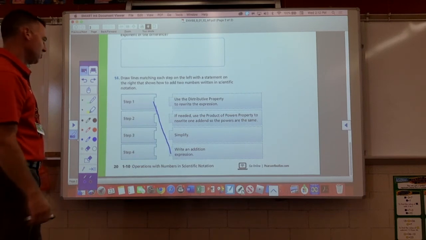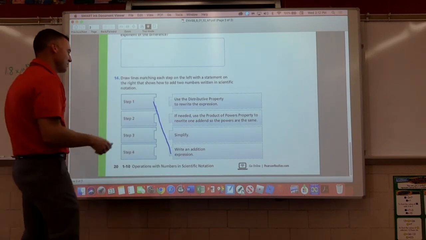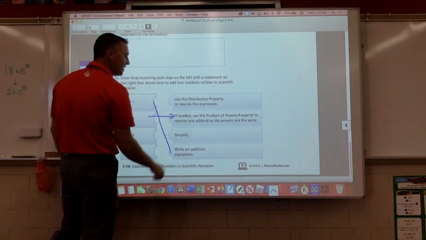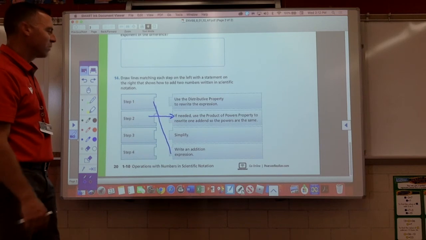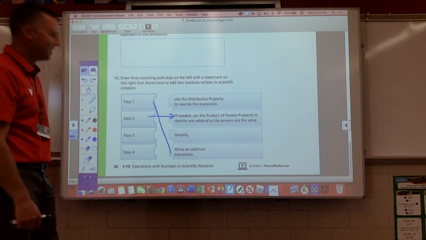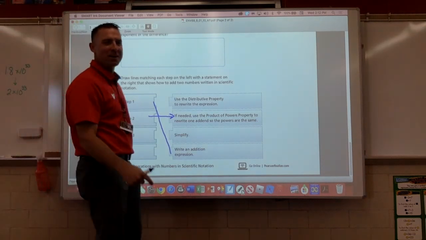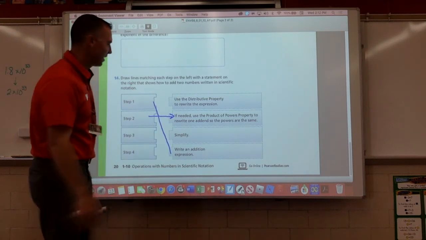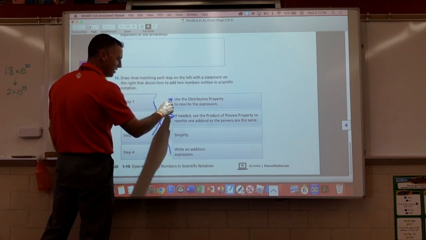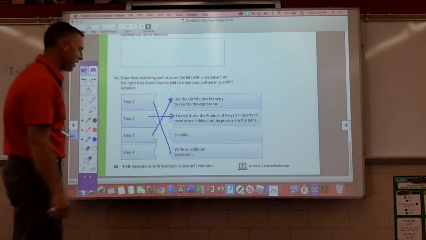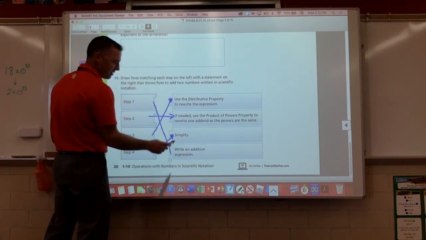Step 2 is going to be something like this. If we needed to, we would use the product of powers property to rewrite one addend. So the powers are the same. They don't even know what an addend is. An addend is one of the numbers that you add in an addition problem. Step 3, we're going to use the distributive property to rewrite the expression. And I bet step 4 is to simplify. I don't even know what simplify means, but find the answer.